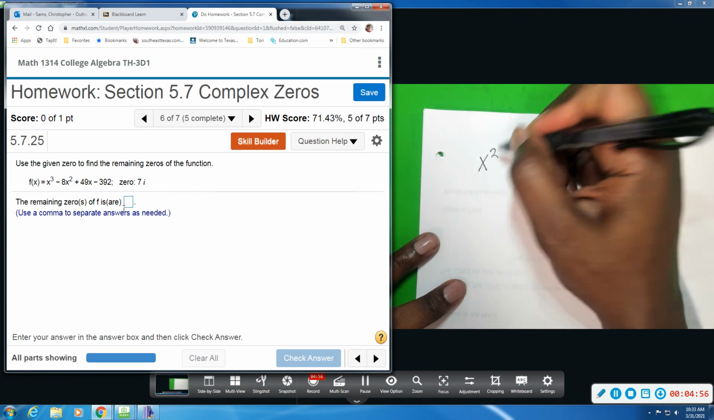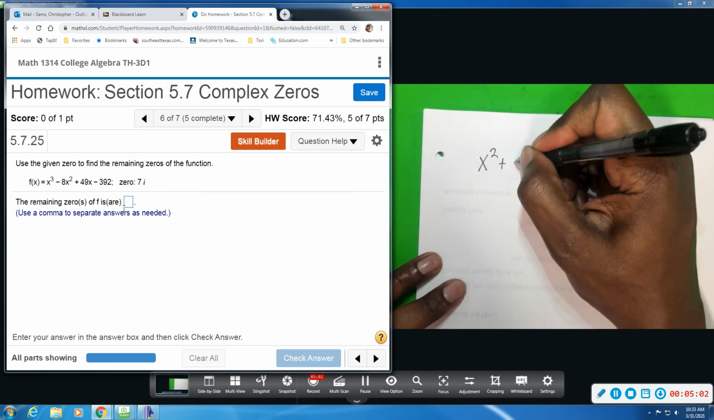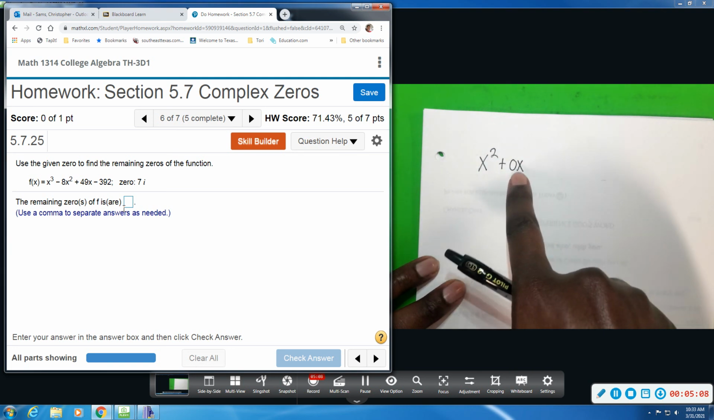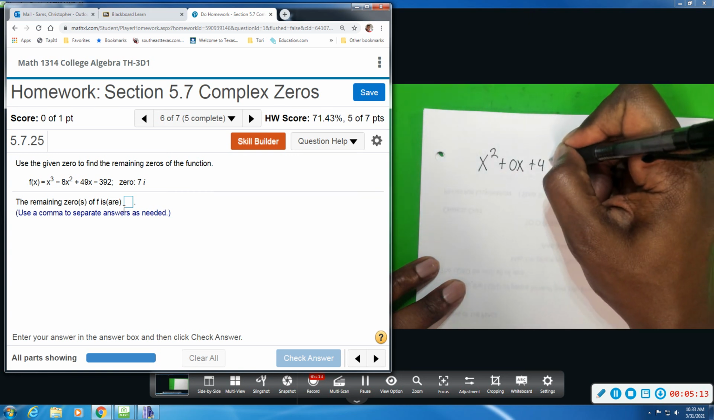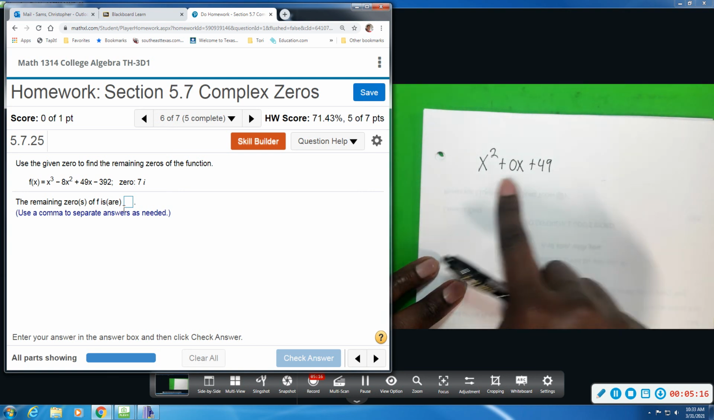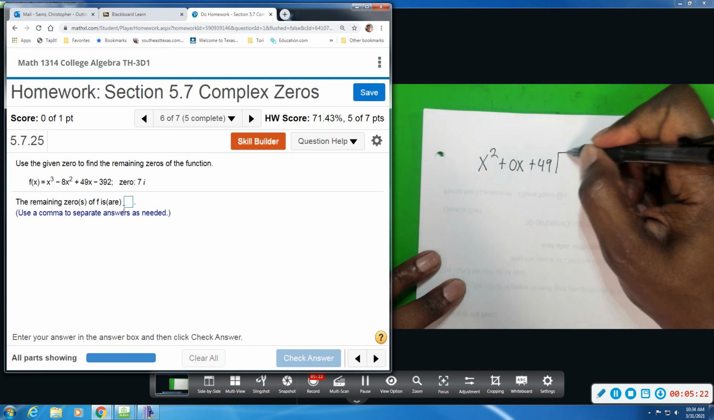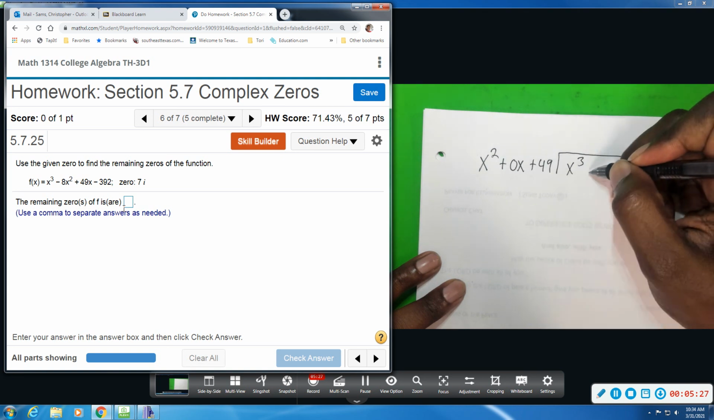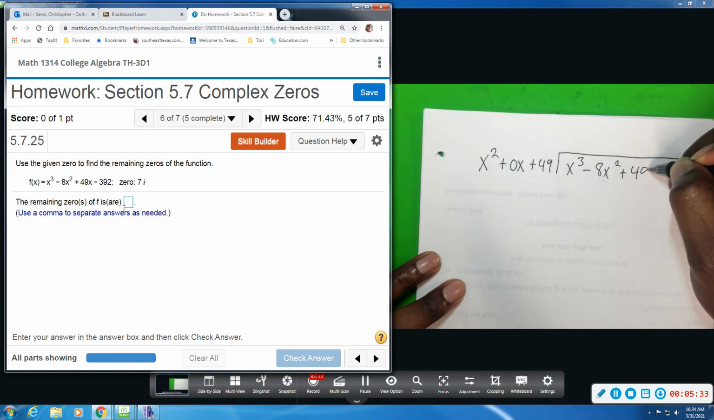So x squared. Now I'm missing my x term in the middle, so I want to put something as a placeholder. So I'm going to do plus 0x. Times 0 times anything is 0, so I haven't really changed the problem. I just put this as a placeholder. And then plus 49. That's important because it just helps you keep everything lined up. We have a second power, first power, 0 power. All right, now we're going to write our polynomial, x cubed minus 8x squared plus 49x minus 392.